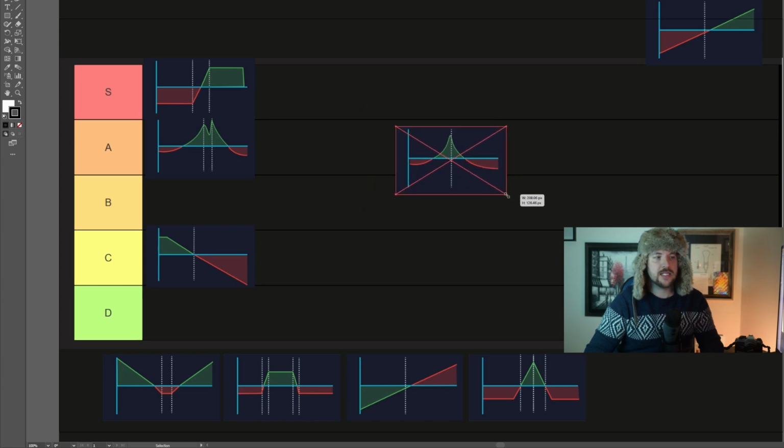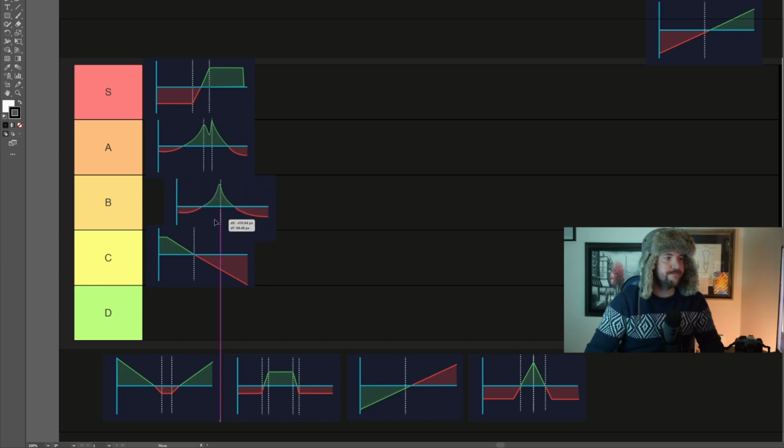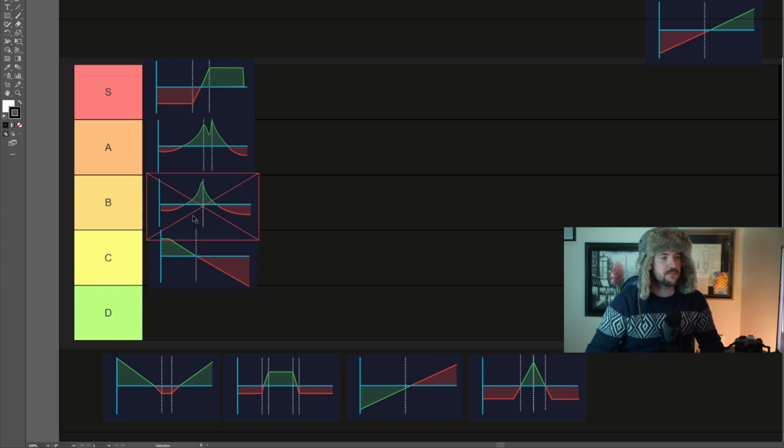I like calendar spreads though. Is it as good as a double diagonal? I'm gonna put it in the B tier, just because it has less versatility. Yeah, B tier. Alrighty, what is next?